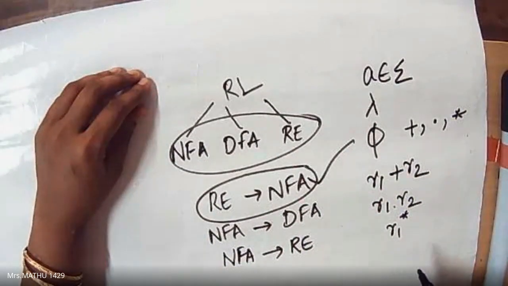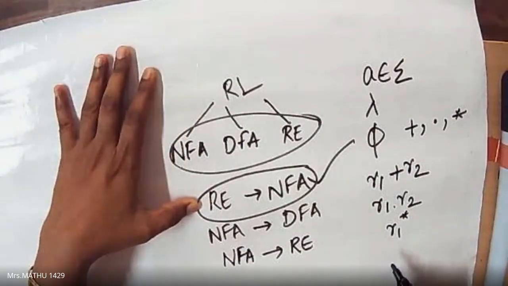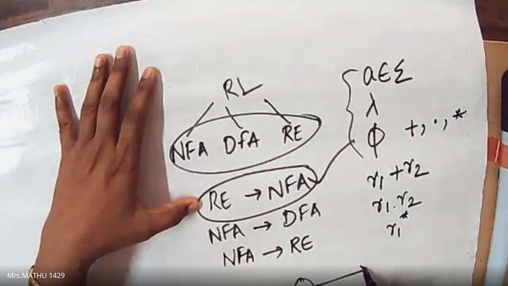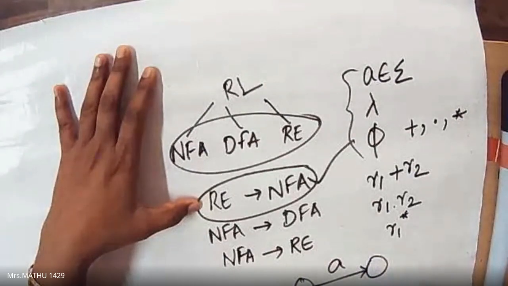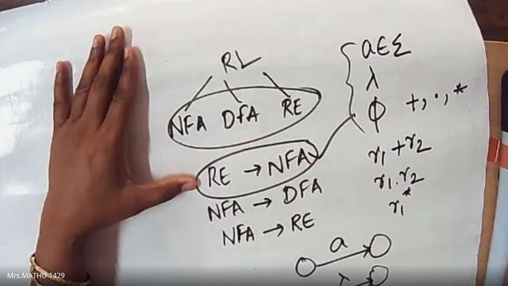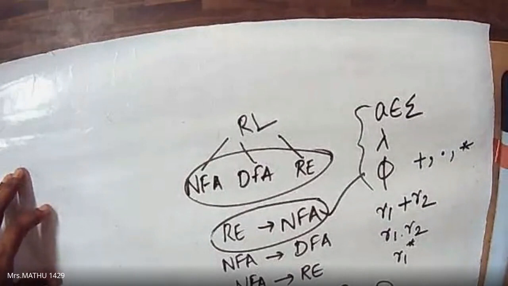For that, I told you how to convert a regular expression to NFA for the primitive regular expressions. If it is simply a symbol, then we can draw an NFA like this. If it is lambda, similarly like this. And if it is phi, there is no connection between the states, because that is an empty language and there is no string at all, not even an empty string. And we have also seen R1 plus R2.